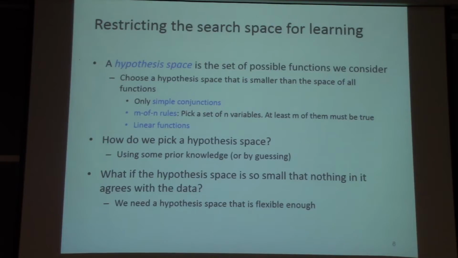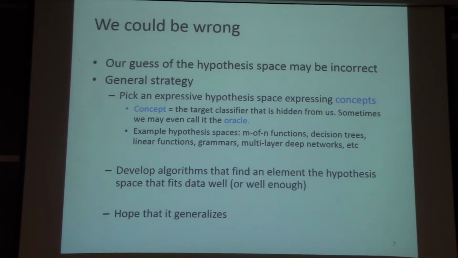So, if you're doing an intelligent guess, then you could be wrong, and you could probably pick a hypothesis space which does not contain even a single function that's correct, or it does not contain even a single function that fits the training data well or even well enough. So the game is to find a hypothesis space that's flexible enough, that's expressive enough to capture the target concept.